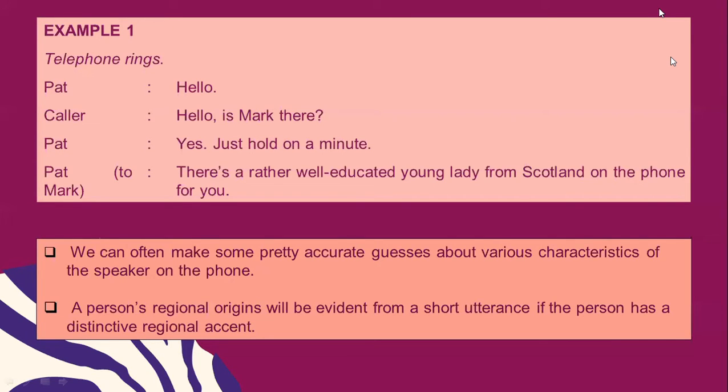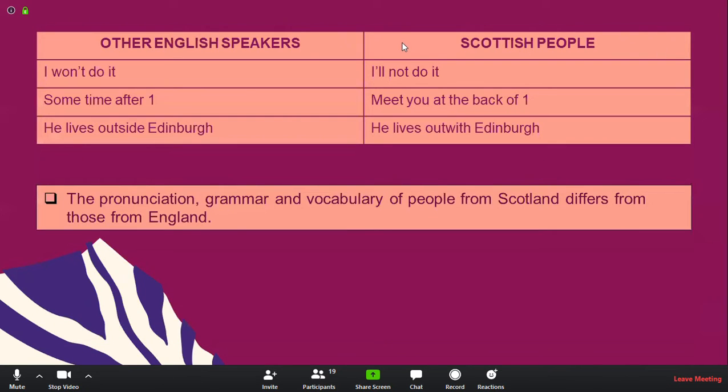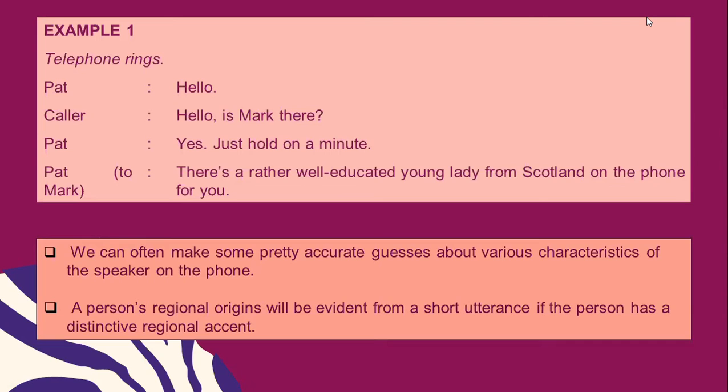So maybe the caller has a Scottish accent, and is speaking in a very well-educated manner, for Pat to make accurate guesses about the caller to Mark. But is the guess accurate or not? According to Pat, yes, it is accurate. Well-educated young lady from Scotland on the phone. Is she well-educated? Is it mentioned there? It's not mentioned there, but we think it is accurate, because just look at the grammatical patterns, the pronunciation, and so on.